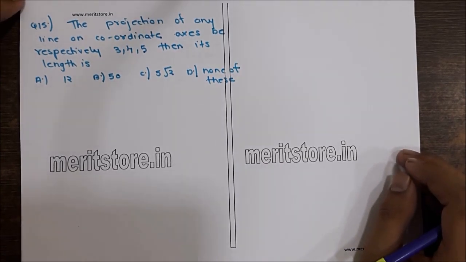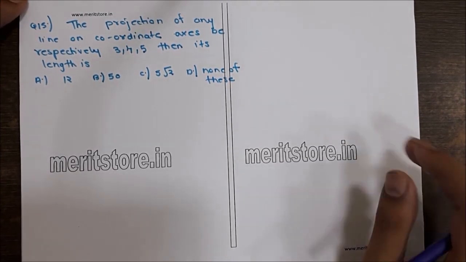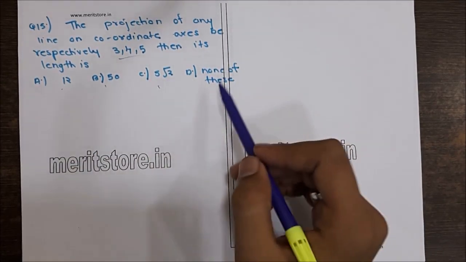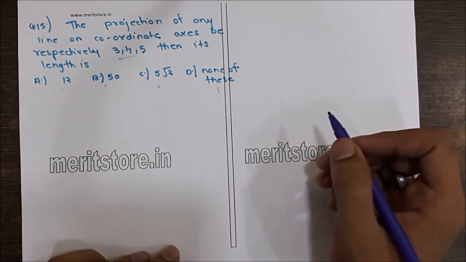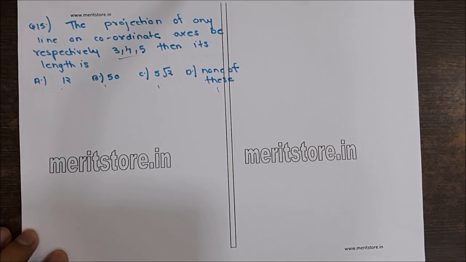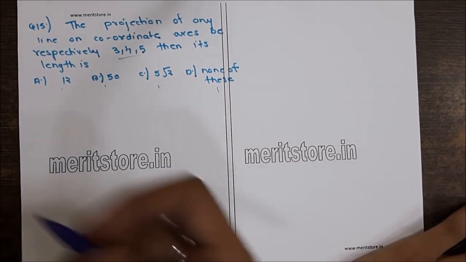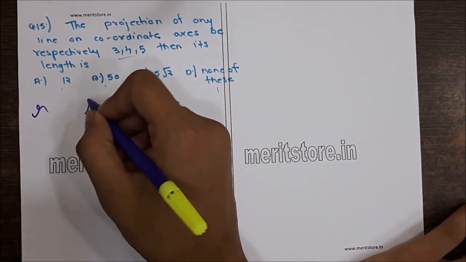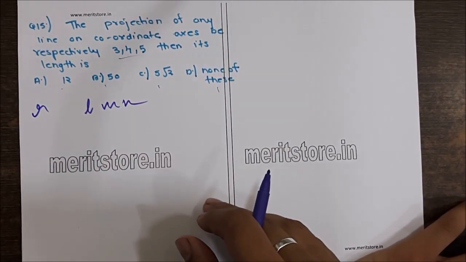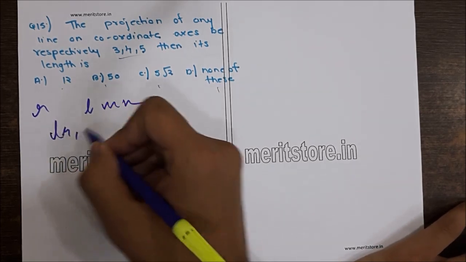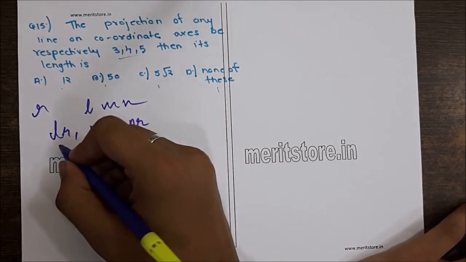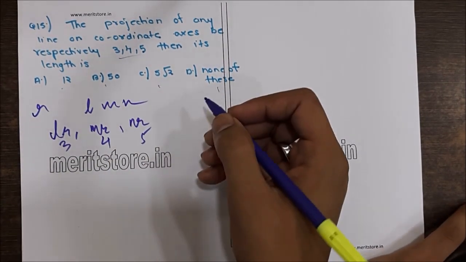Question number 15. The projection of any line on coordinate axes be respectively 3, 4 and 5. Then its length is 12, 50, 5 by root 3 or 5 by root 2 or none of these. So let the length of the line segment be R and its direction cosines be L, M, N. Then its projections on the coordinate axes are LR, MR and NR. This is given to us: 3, 4 and 5.